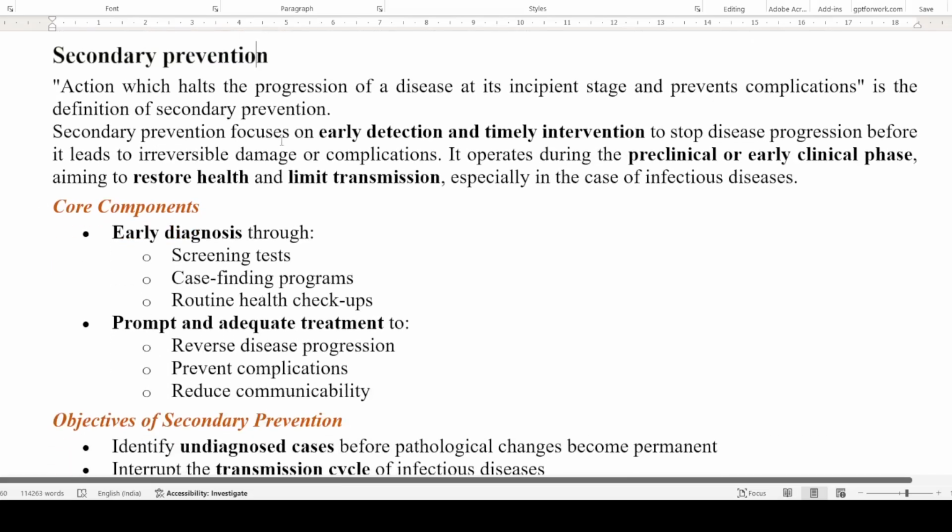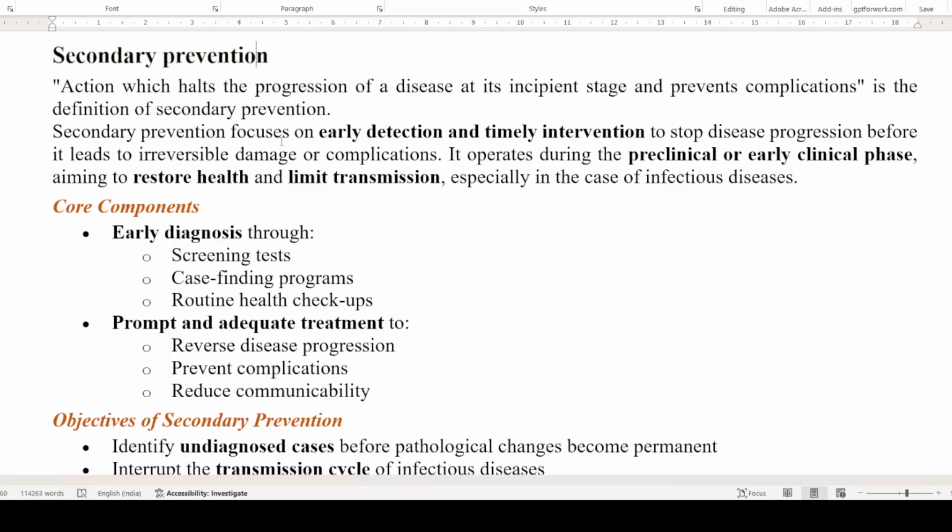Secondary prevention is when action is taken which halts the progression of disease at its incipient stage. Incipient stage means the disease has just onset, the symptoms have just occurred, and the disease is in its acute stage. So we are aiming to prevent the complications.